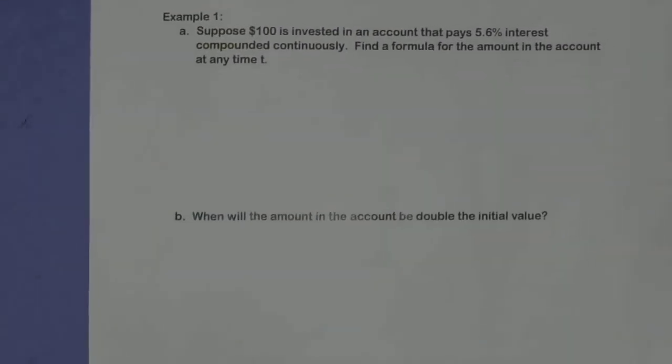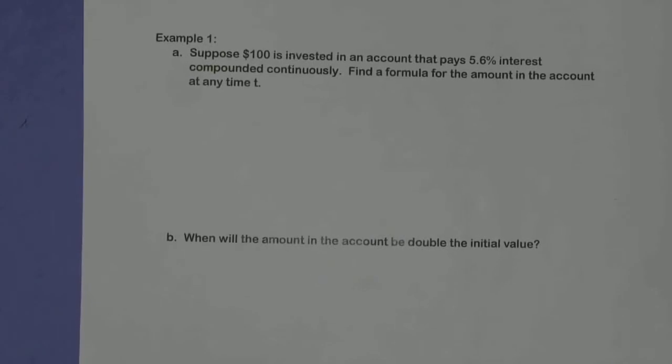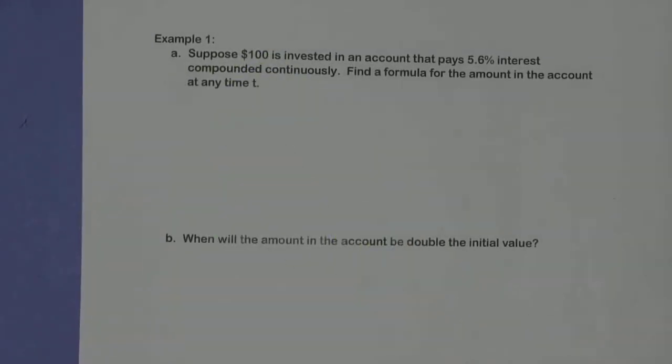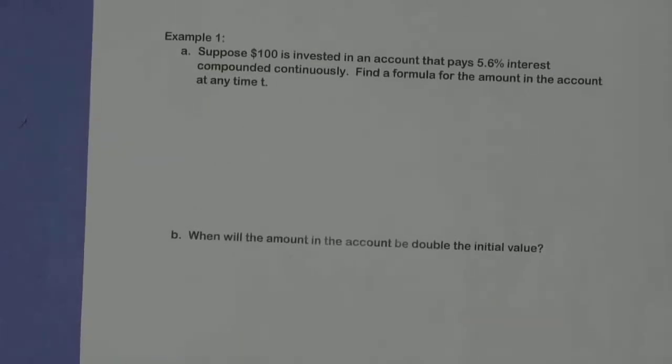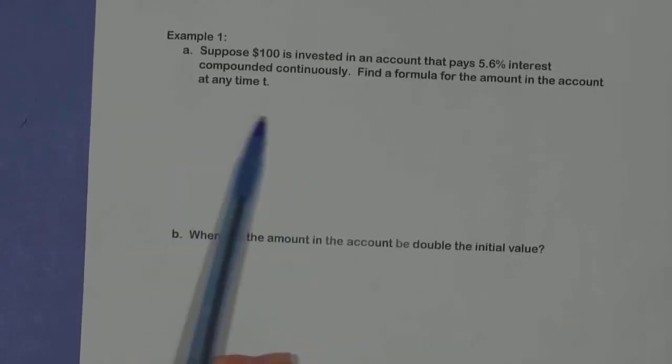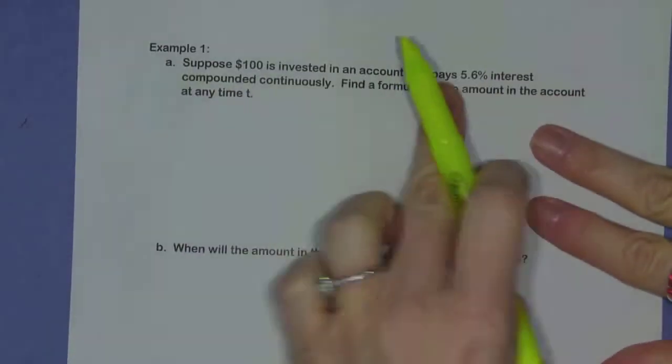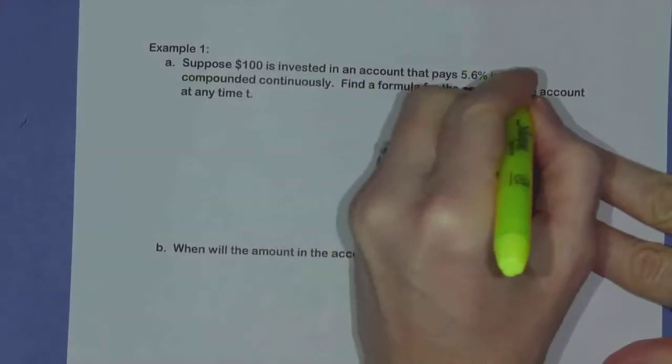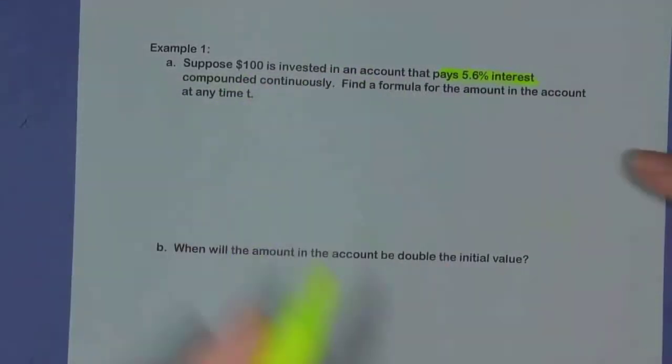I've got example 1 right here on the back of the worksheet. It says, suppose $100 is invested in an account that pays 5.6% interest compounded continuously. Find a formula for the amount in the account at any time t. Okay, so I'm actually going to start with a differential equation.